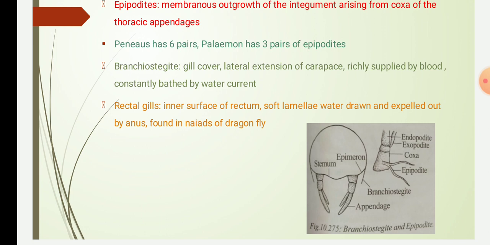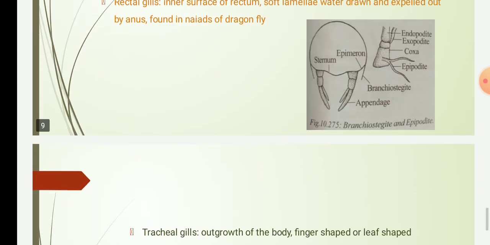What are naiads? Naiads are basically called the nymph of an aquatic insect. Nymph means the larval stages or the early developmental stages of the aquatic insect. So, from the start I said that it is the respiratory organ in an aquatic environment. So rectal gills are found in the nymph of aquatic insects.